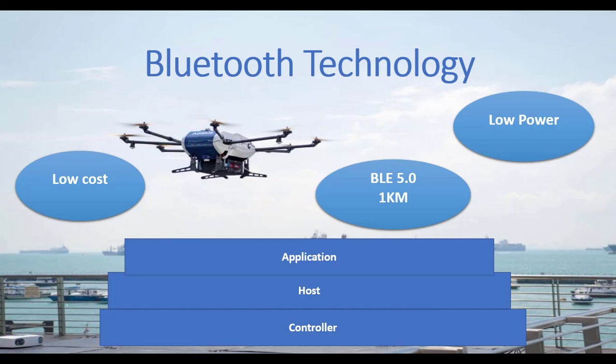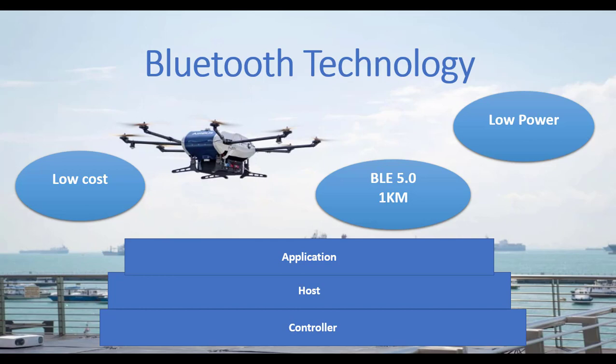Any Bluetooth device has three main components or building blocks: application, host, and controller. The application layer is a layer that can interact with the Bluetooth protocol stack. The host layer is a higher layer of the Bluetooth protocol stack. And the controller is the physical layer, or the lower layer of the BPS.